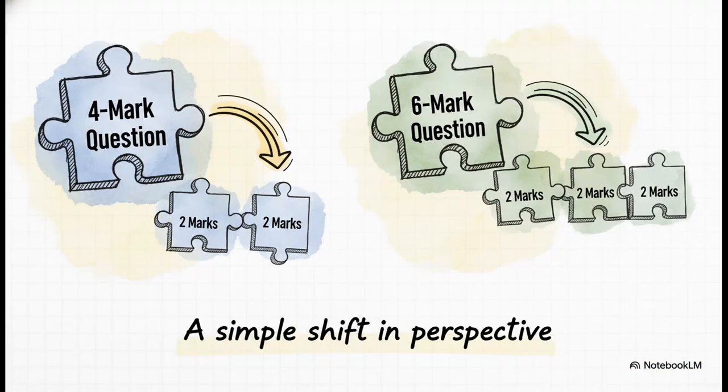Okay, this right here, this is the most important piece of the puzzle. You have to stop thinking of a 4-mark question as one big answer. It's not. It's 2 separate 2-mark answers. And a 6-mark question, you guessed it, it's just 3 2-mark answers. Once you see it this way, everything changes.